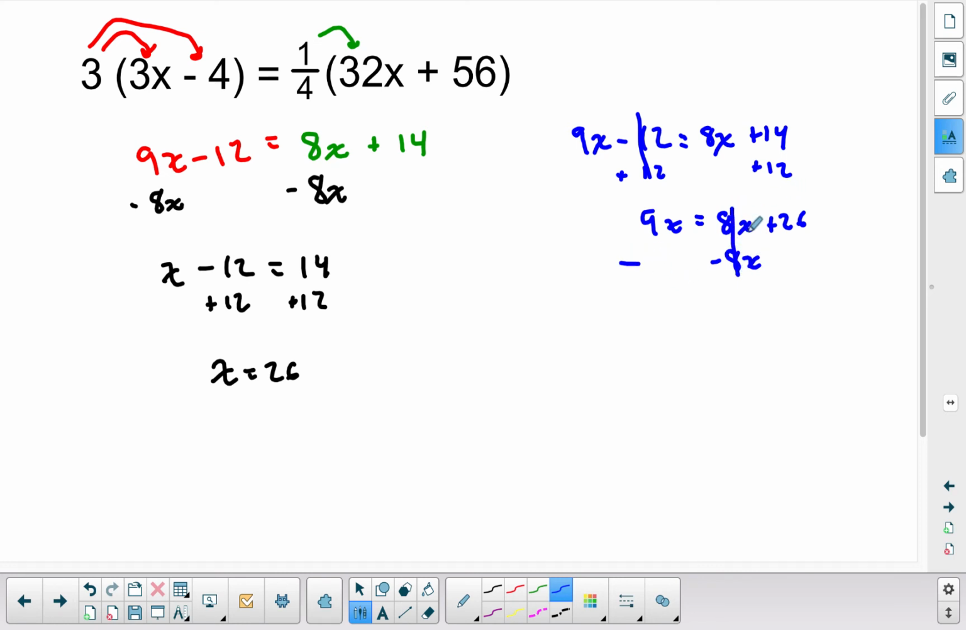The reason I'm attacking 8x instead of 9x is because 9x doesn't really have a constant term over here. I call this 26 a constant term, and 8x does. So I'm going to put all my constant terms on one side, all my variables on the other. And of course, we end up with x equals 26 either way you choose. I'm going to skip the check, but of course to check, you would plug the number back in for the variable.